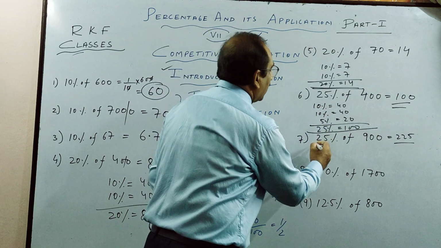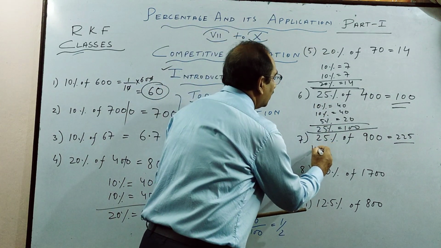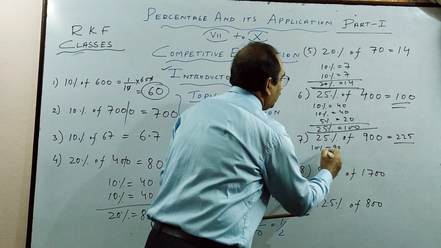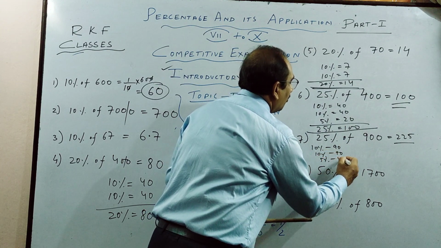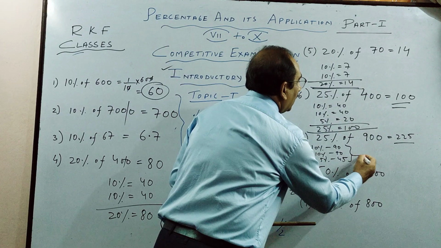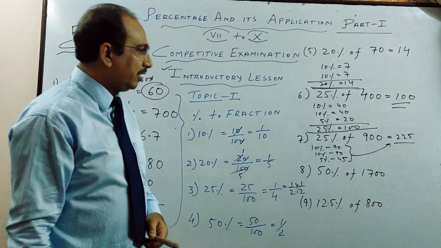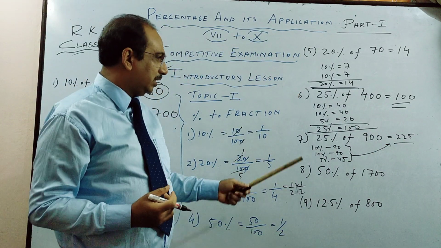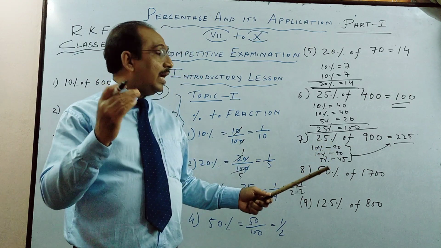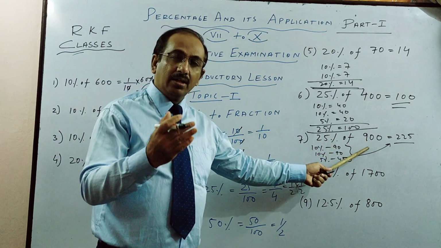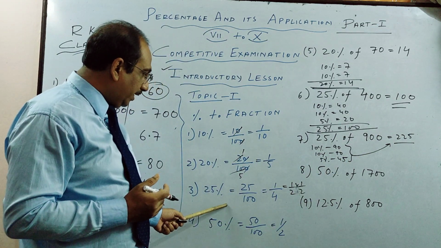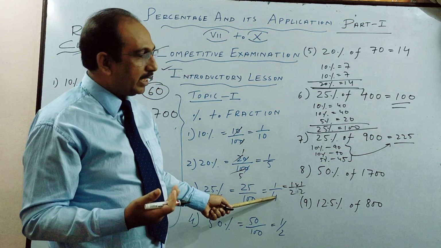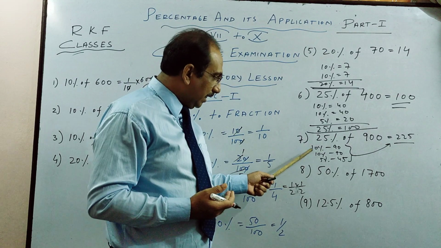Another way you can do it: 10% is 90, 5% is 45. When you add these, you get 225. So once more, there are three logics. 25% means half of half: half of 900 is 450, half of that is 225. Another logic I told you is to divide it into four parts and take one part. A third logic is 10, 10, 5.